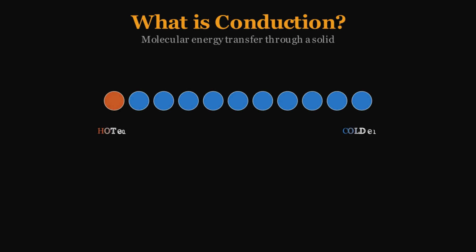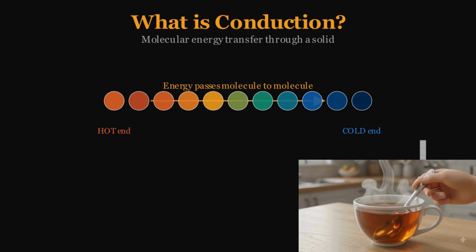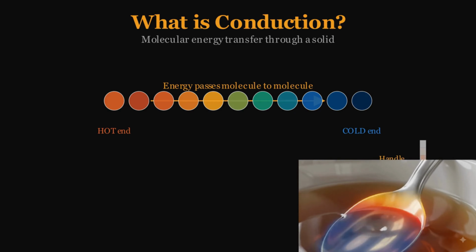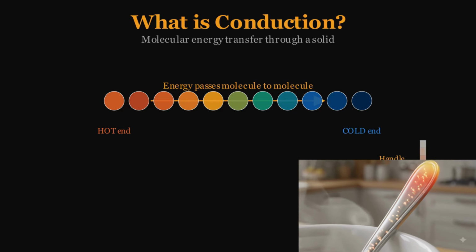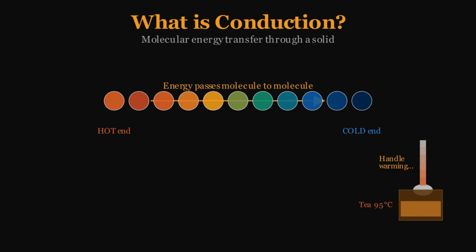Now, let's try to understand the fundamental physics of conduction. Conduction is the transfer of thermal energy through a material without any bulk movement of that material. It occurs at the molecular level. Energetic, rapidly vibrating molecules, the hot ones, bump into their slower, cooler neighbors and share kinetic energy. This cascade propagates through the solid, one molecular collision at a time.